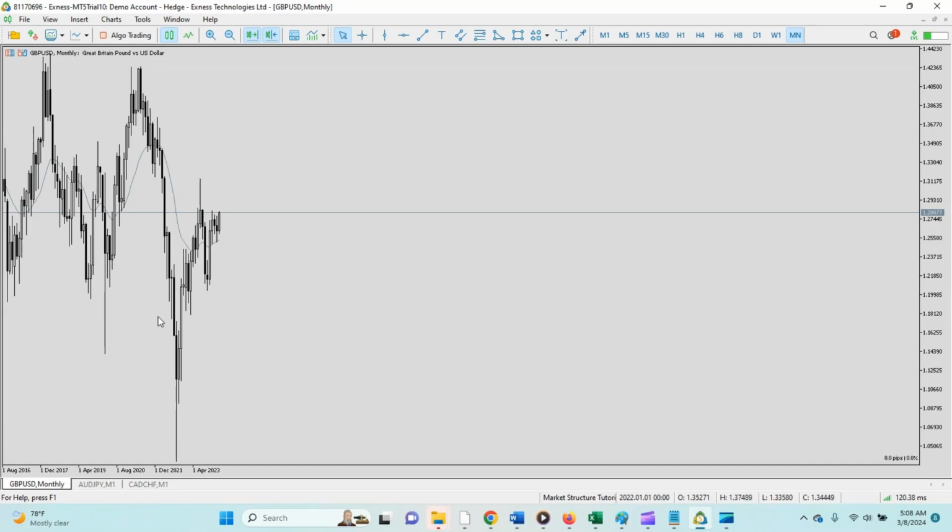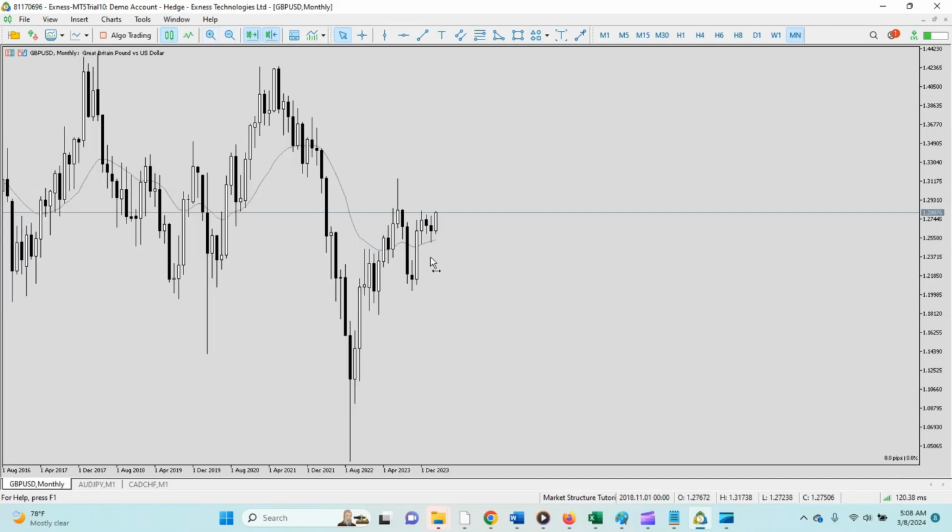So for us to make our analysis, we use the higher time frame. So this is the monthly time frame. You can see that we have history as far back as 1st August 2016. So we are going to be analyzing from 1st August 2016 to date. Today is 8th of March 2024. Imagine analyzing from 2016 to 2024 within a few minutes.